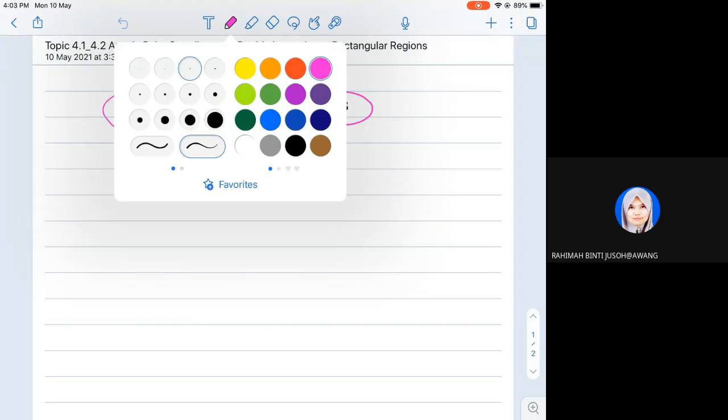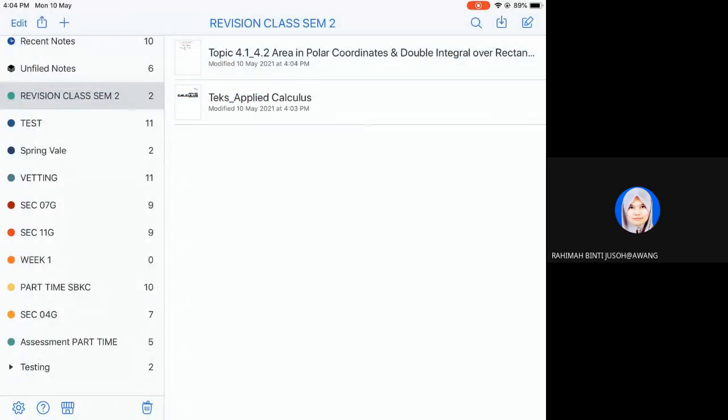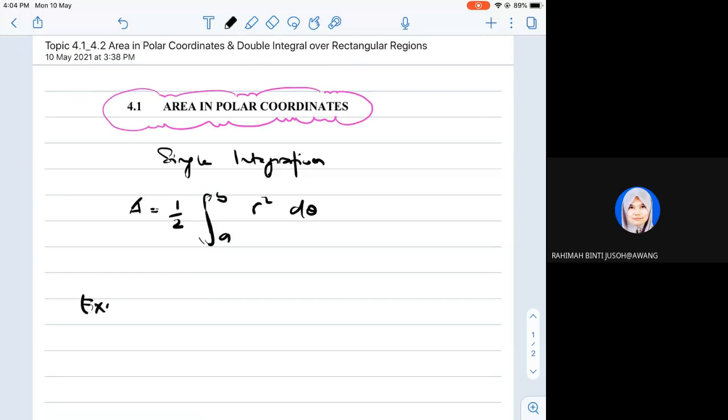So basically, for the formula of area in polar coordinates, this involves single integration. So we have the formula of area equals 1 over 2 integration from A to B r squared d theta. Okay, integration from A to B r squared d theta. So let us do question number 1 for exercise 4.1.